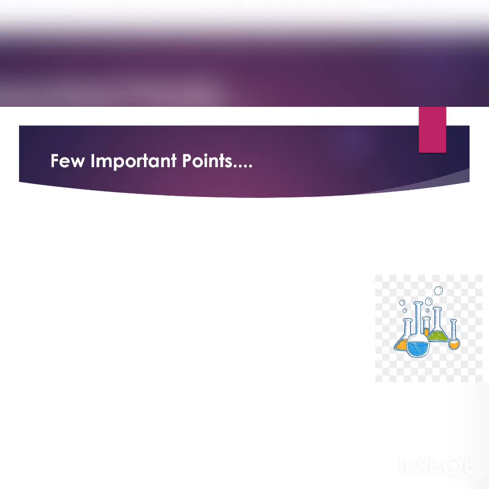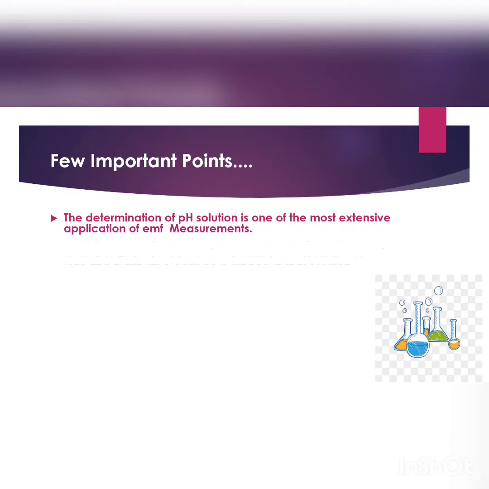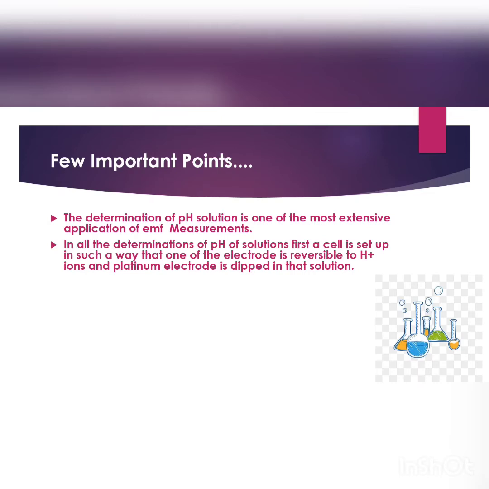Here are some few important points. First, the determination of pH of a solution is one of the most extensive applications of EMF measurement. Second, in all the determinations of pH of solutions, first a cell is set up in such a way that one of the electrodes is a reversible H+ ion and platinum electrode dipped in that solution. Third, the other electrode is generally a reference electrode.